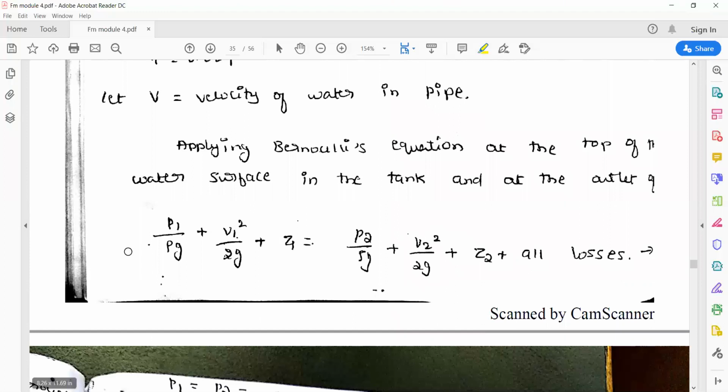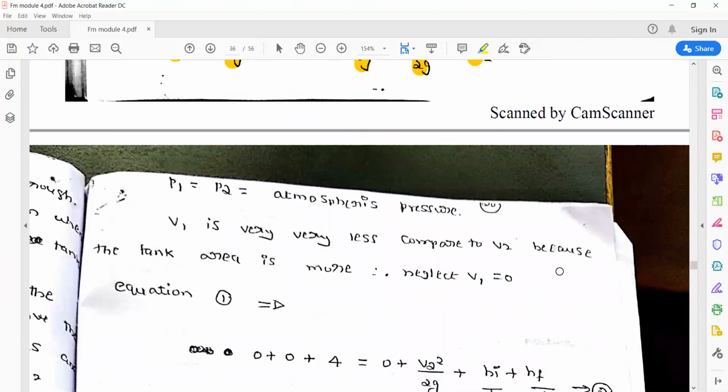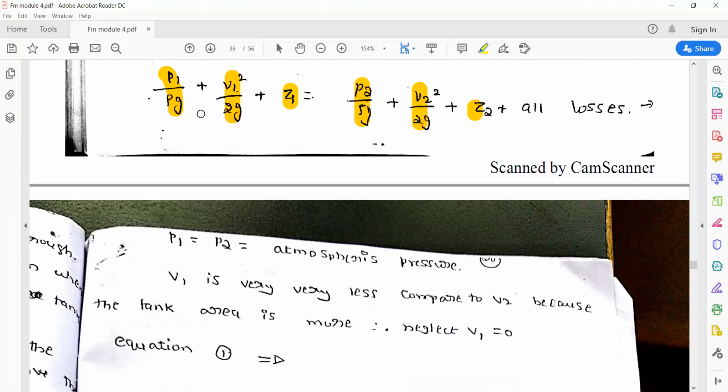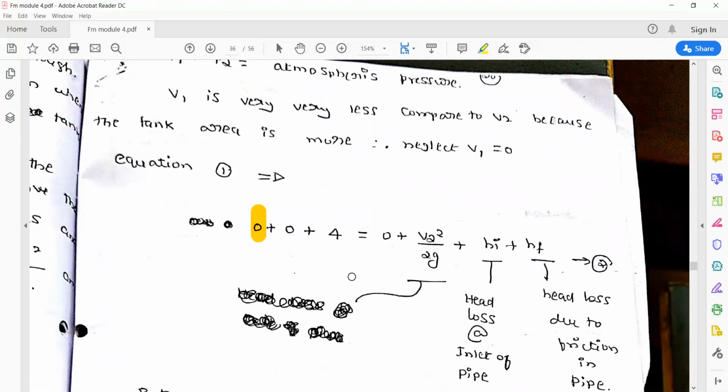All right, so Bernoulli's equation is P1 by rho g plus V1 square by 2g plus Z1 is equal to P2 by rho g plus V2 square by 2g plus Z2 plus all losses. So what are the losses? You need to consider the losses. About losses we can discuss later. First we can discuss what P1 by rho g is. P1 by rho g they have considered as 0.